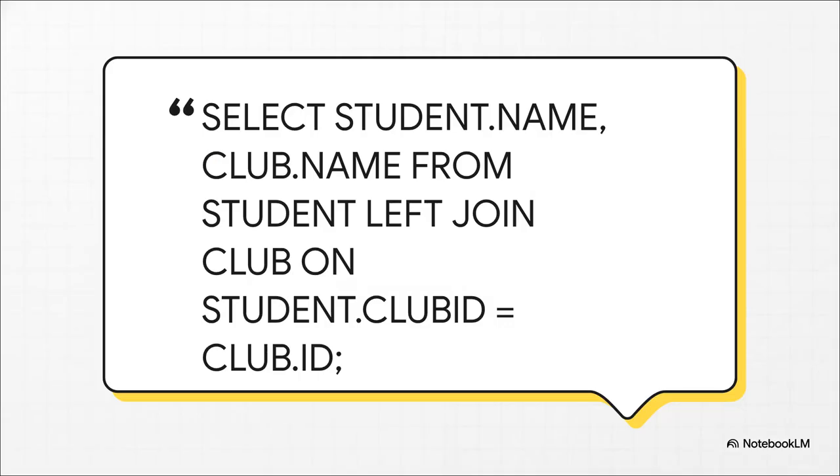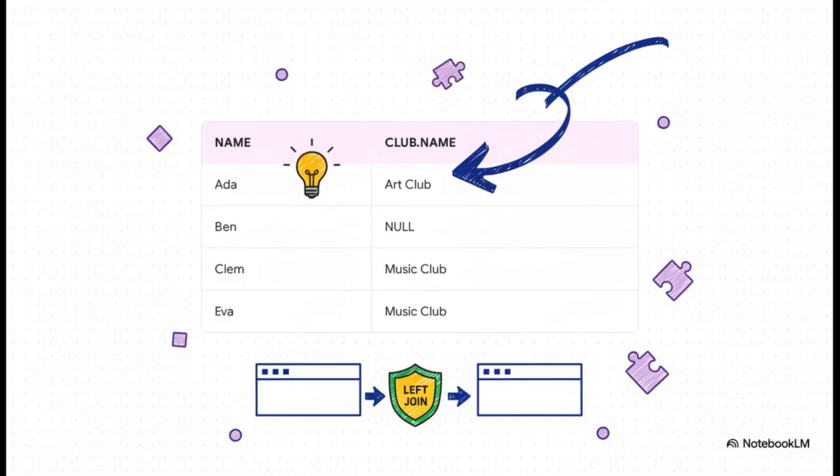And look how simple the change is. The command is almost identical. We literally just swapped the word inner for left. That one little word completely changes our priority and tells the database to make sure every single student is accounted for. And here we go. Ben is back. The left join kept its promise. It included every single student. For Ben, since he doesn't have a matching club, the database just puts null in the club name column. And now, finally, we have a complete picture of all our students and whether or not they're in a club.